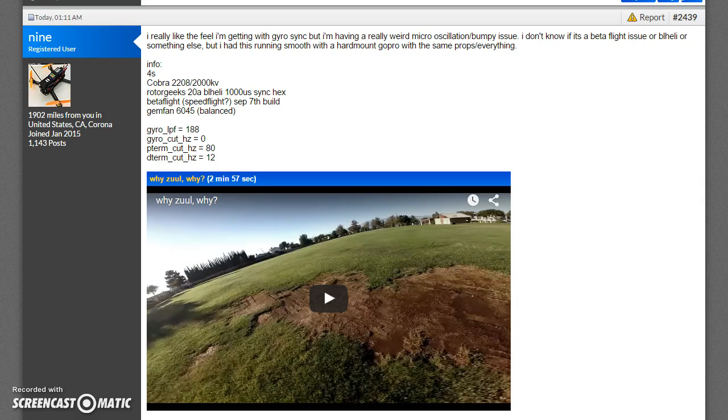The first thing I thought was that you do not have enough filtering. With a gyro cut of 0 and a p-term cut of 80, that is really not a lot of filtering. And it's the most obvious thing that could be causing oscillations in your tune.